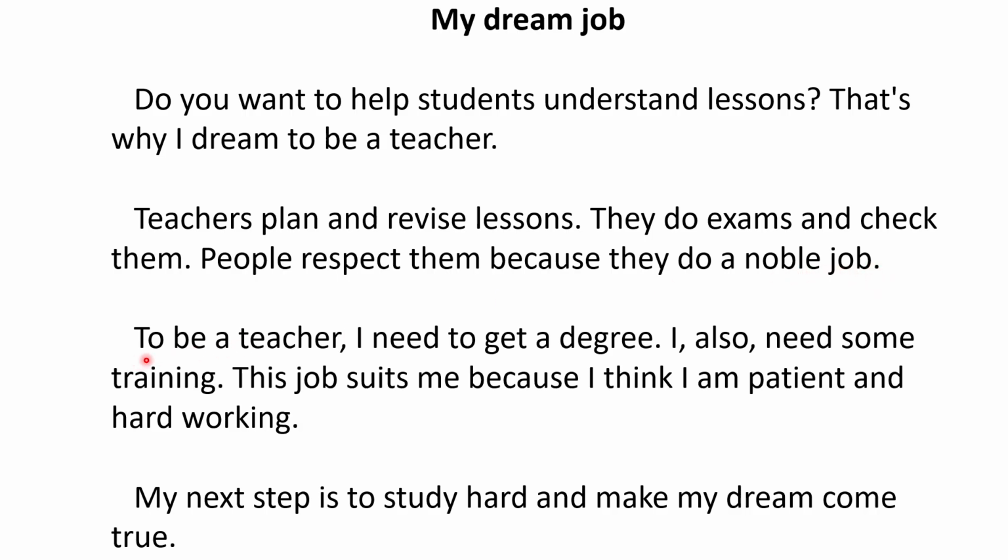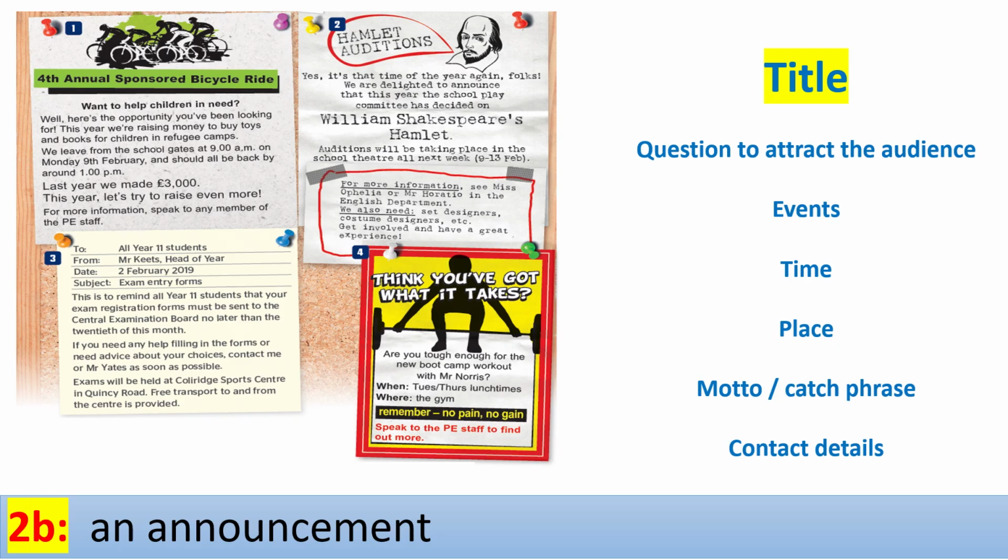In paragraph 3, to be a teacher. Now I know that the writer is going to tell me about the qualities, qualifications, and skills. So to be a teacher, I need to get a degree. I also need some training. This job suits me because I think I am patient and hardworking. In the final paragraph, my next step is to study hard and make my dream come true. You can elaborate more on this writing. Good. Now moving on to the last part of today's revision.